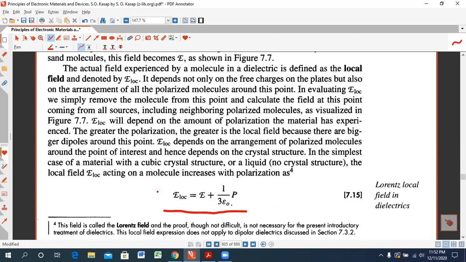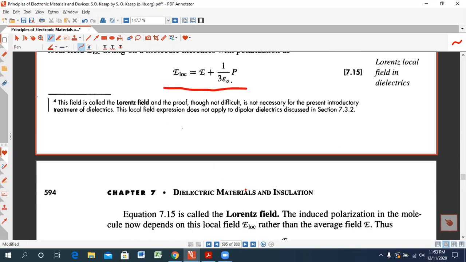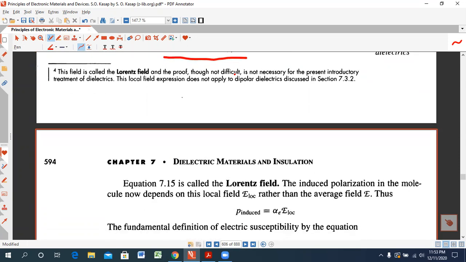So the localized electric field equals E, that is the electric field, plus one third epsilon naught P. I will also upload another one-page derivation, from which you will learn how you can derive the Clausius-Mossotti equation. Just remember: E local equals E plus one third epsilon naught into P.